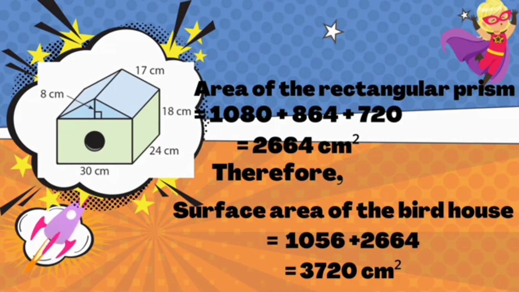Finally, the surface area of the birdhouse is the area of the triangular prism, which is 1056 centimeters squared, plus the area of the rectangular prism, which is 2664 centimeters squared, which becomes 3720 centimeters squared.